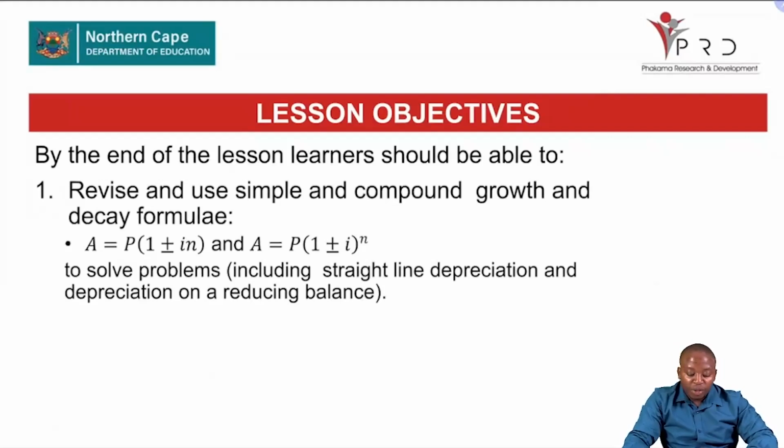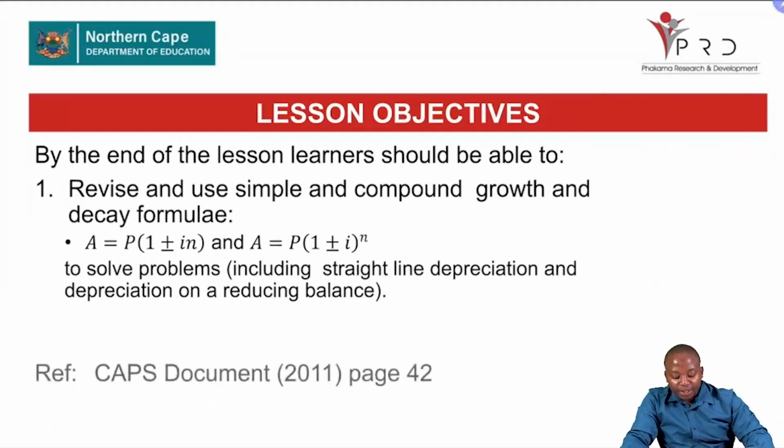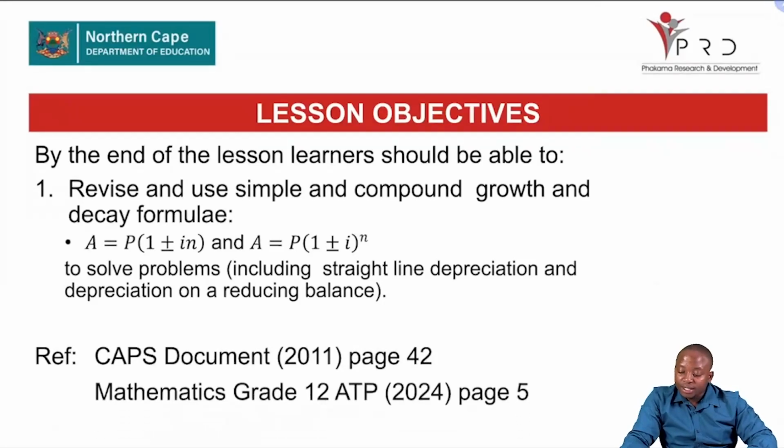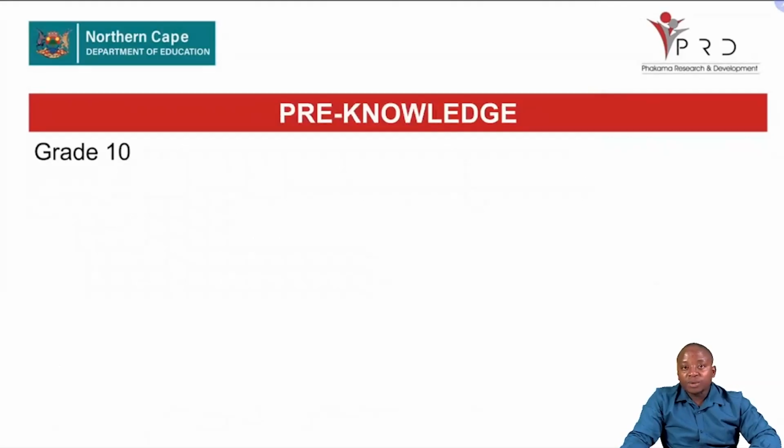Now, these formulas, we're going to use them to solve problems that include straight line depreciation and depreciation on reducing balance. This information comes from the CAPS document 2011, page 42, and it is also stipulated in our grade 12 ATP 2024, page 5. Remember, this lesson focuses on revision from grade 11.